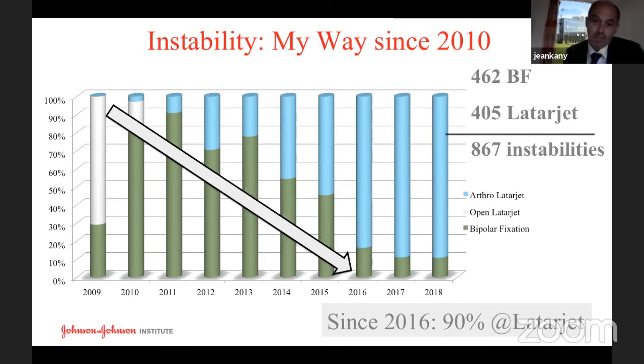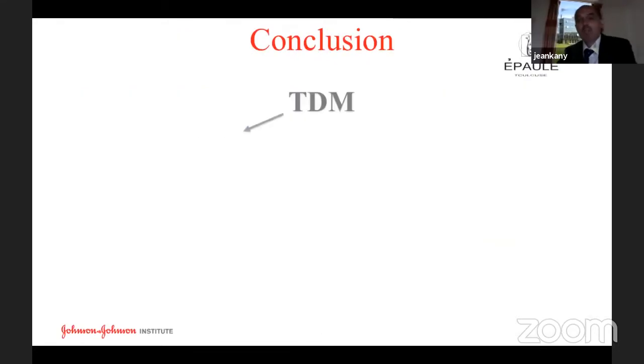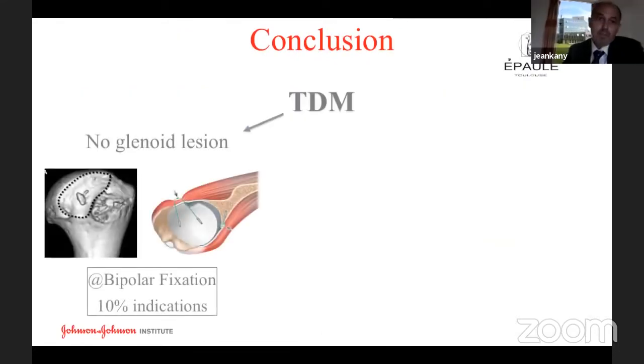So I can tell you that now, in 2020, more than 90% of my procedures are arthroscopic Latarjet, out of close to 1,000 total procedures in the last 10 years. So in conclusion, when you have no glenoid lesion, that means when the CT scan is normal, for example, in hyperlaxity, yes, I propose a bipolar fixation.